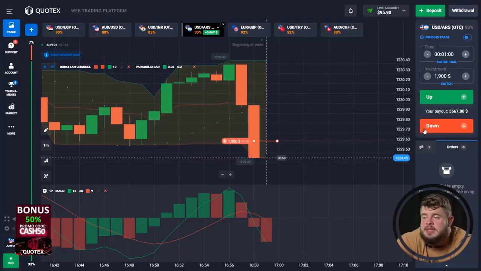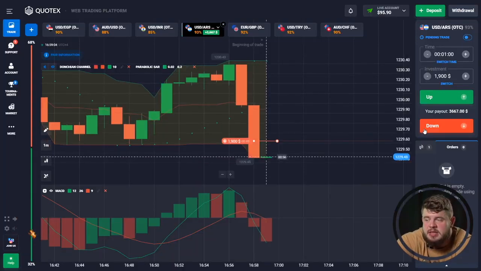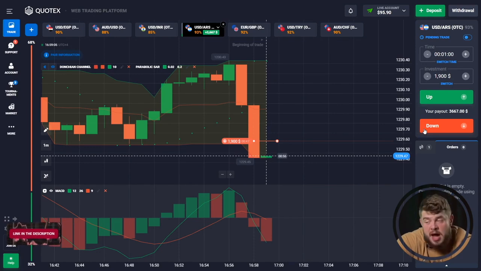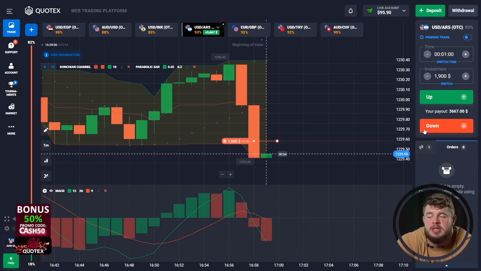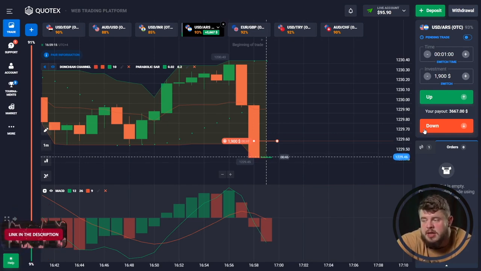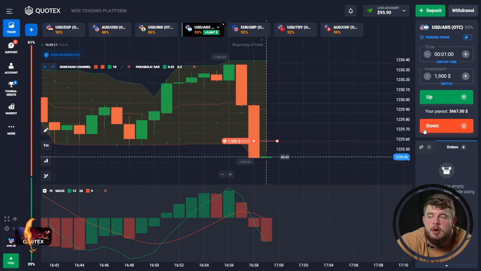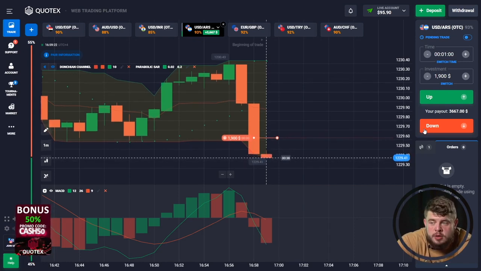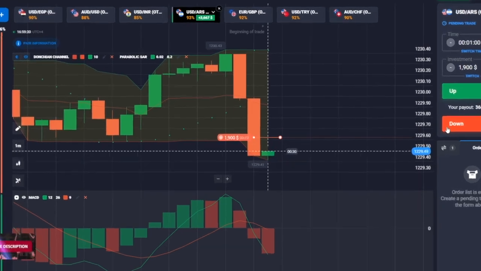That's why we have opened sell position here, expecting this breakthrough, and we have already done it. So price will now continue dropping significantly. We opened this position according to the Parabolic SAR indicator and according to the MACD indicator, which were both telling us that we would drop significantly, and we did it.